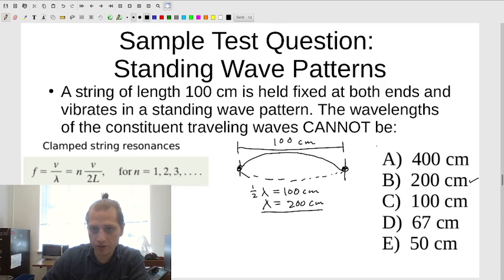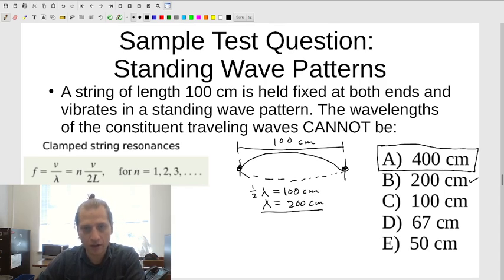And I am going to just step on it a little bit and say that 400 centimeters is the answer. It cannot be that, because for a 400 centimeter long wave, the shortest length that you could have for setting up the nodal pattern would be 200 centimeters. So this string is not long enough to set up a standing wave pattern with a traveling wave of wavelength of 400 centimeters.